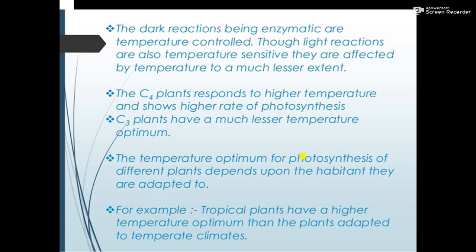Now the effects of temperature. The dark reactions being enzymatic are temperature controlled. Though light reactions are also temperature sensitive, they are affected by temperature to a much lesser extent. C4 plants respond to higher temperature and show a higher rate of photosynthesis. C3 plants have a much lower temperature optimum. The temperature optimum for photosynthesis of different plants depends upon the habitat they are adapted to. For example, tropical plants have a higher temperature optimum than plants adapted to the temperate climate.